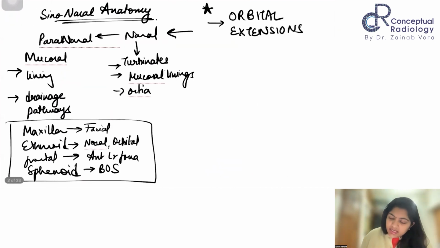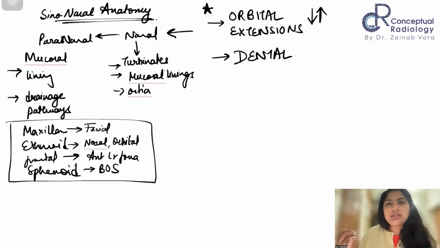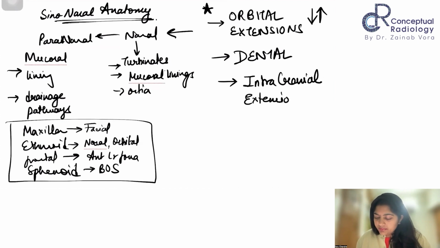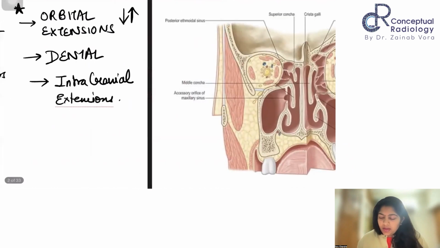So the next thing will be your dental issues, which can be both. So these pathways are all to and fro. Something from here can go into there, and something from there can also go into this, right? Next, if you see, the frontal sinus is very closely related to the intracranial extensions, right? So these are all bidirectional pathways wherever it can go.